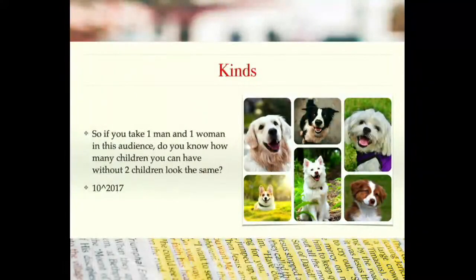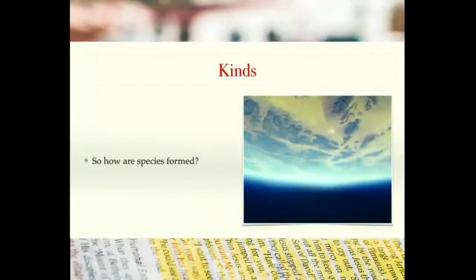In fact, do you know how many atoms scientists say are in the universe? 10 to the 80. How many genetic combinations are there in you and I? 10 to the 2017. So when you start to realize that God put this sort of genetic diversity in the dog kind, in the cat kind, in the elephant kind, in mankind, you can begin to see that there are so many species. So the question is, how are species formed?